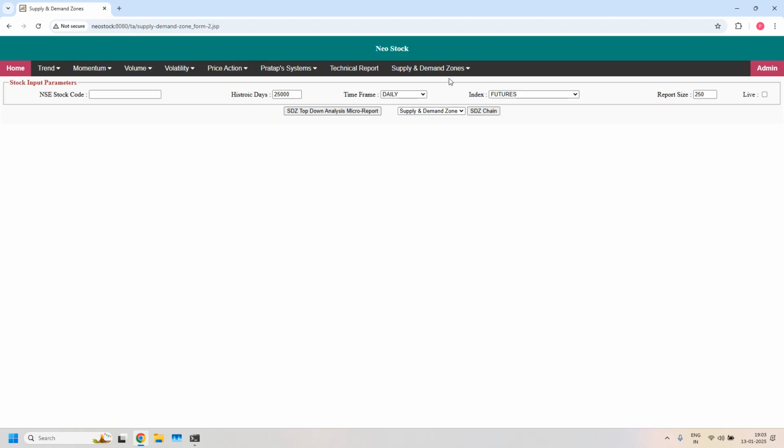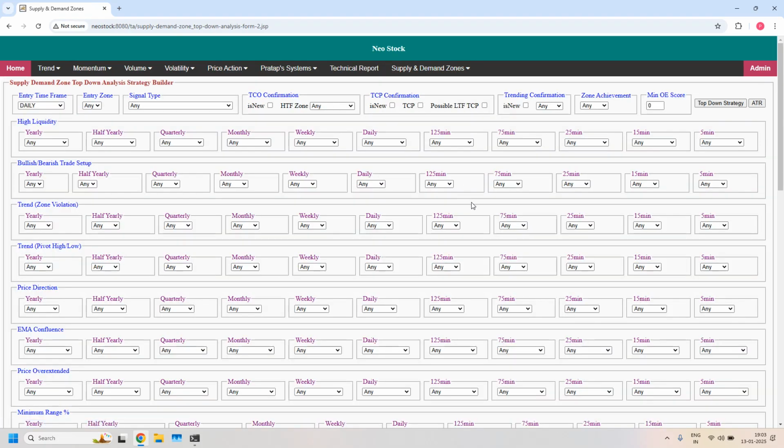Next I will generate bullish and bearish trade setups for monthly, weekly and daily income trades. Just a minute please. Okay, I am going to generate monthly bullish trade setup. Monthly income trade, bullish trade setup. For monthly income trade, entry time frame is daily, entry zone is demand zone. In bullish or bearish trade setup at entry time frame daily, I am selecting bullish.